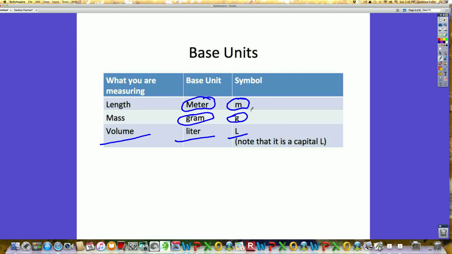We're going to use a lot of symbols in this class, so we need to pay attention to what they are. These are the 3 base units we're going to talk about today. The meter, which we use to measure length, the symbol is a small m. The gram, which we use to measure mass, or the amount of stuff that we have in something, and the symbol for that is a g. And the liter, which we use to measure volume, or the amount of space something takes up, and the symbol for that is a capital L.